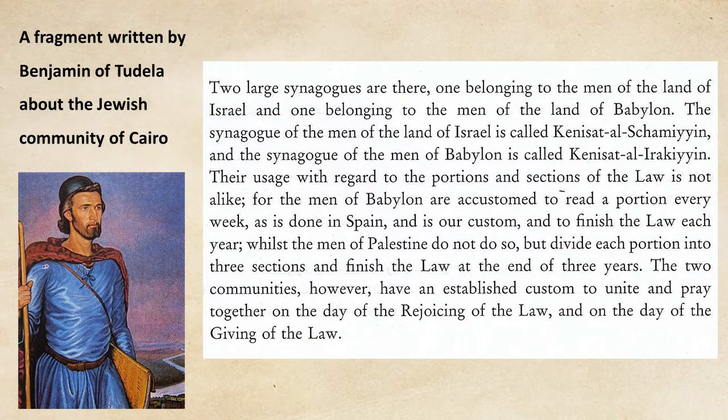Two large synagogues are there, one belonging to the men of the land of Israel and one belonging to the men of the land of Babylon. The synagogue of the men of the land of Israel is called Knesset al-Shamiyin, and the synagogue of the men of Babylon is called Knesset al-Iraqiyin.